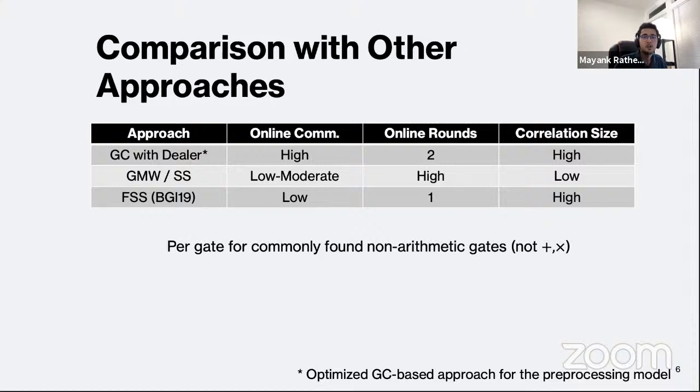But the good thing is that the online rounds is just two. With GMW, you have low to moderate online communication, which depends on which non-arithmetic gate we're talking about. It has high online rounds, but the good thing is that your correlation size will be quite low. And with prior FSS, we have low online communication, just a single online round, like I mentioned in the previous slide, but the correlation size is quite high. And that is precisely what we improve in this work. We reduce that to now be an order of magnitude better in some cases.